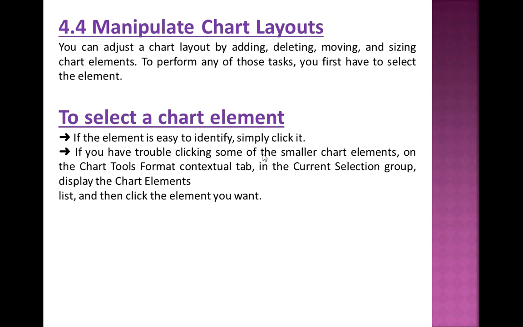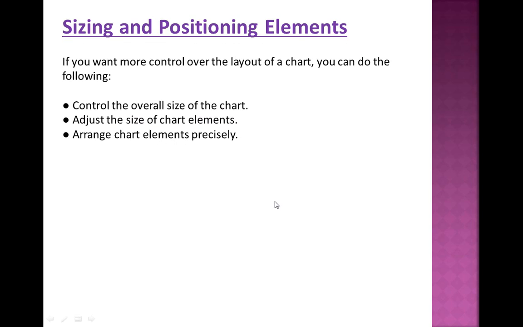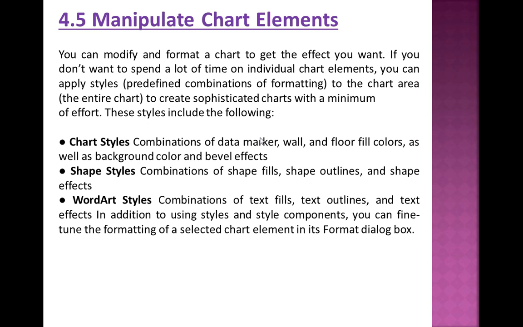First one is how to select a chart element. If the element is easy to identify, simply click on it. If you have trouble clicking on the smaller chart elements, on the Chart Tools contextual tab, click in the Current Selection group and display the chart element list, and then click on the element that you want. Then how to size and position the element. Control the overall size, adjust the size, arrange the size precisely.